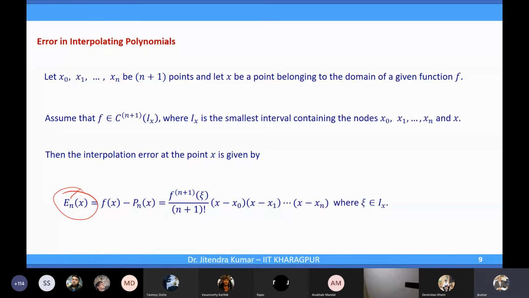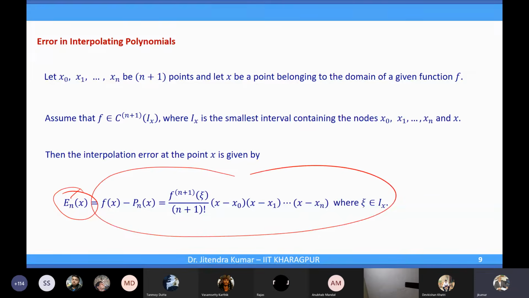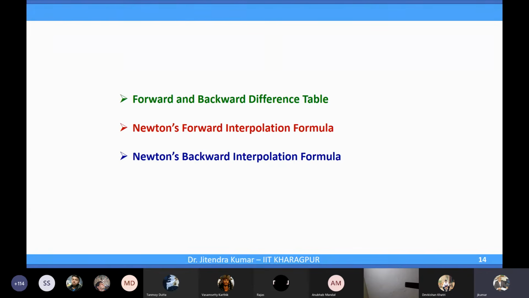So we move to the next one. We are not going to derive this formula in this lecture. What we are going to do now is read the forward and the backward difference table, and also Newton's forward interpolation formula and Newton's backward interpolation formula.